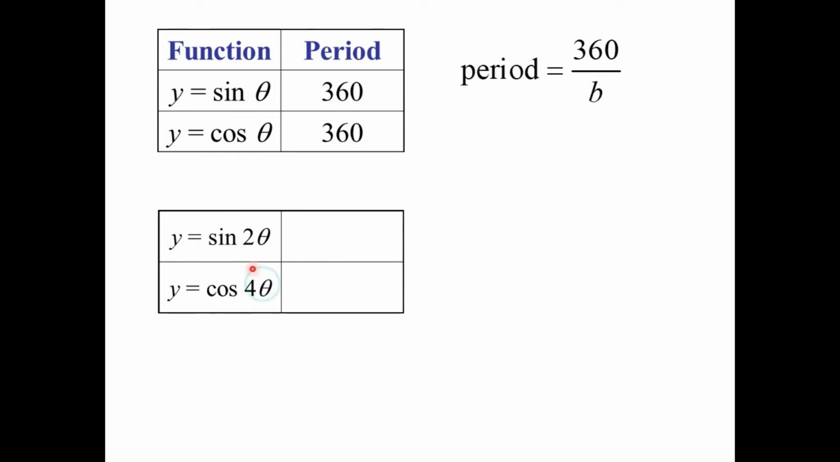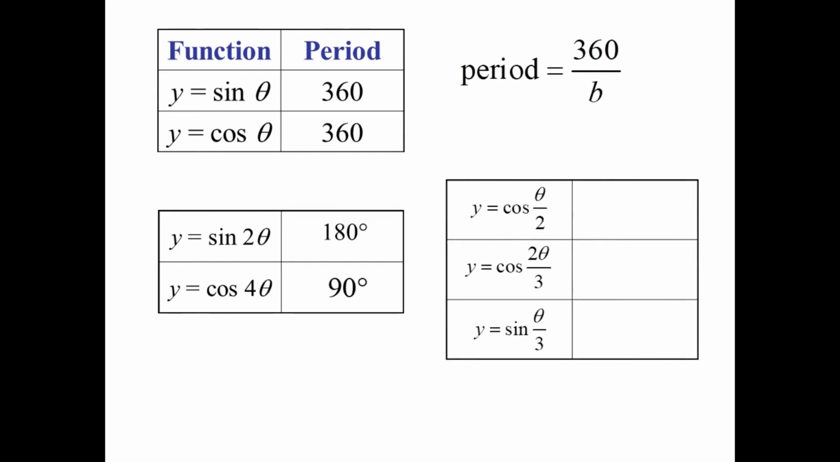Here we have a b value of 2, so the period must be 360 over 2, 180. Here we have a b value of 4, so the period must be 360 divided by 4, and that's 90. And of course it works with fractions too.